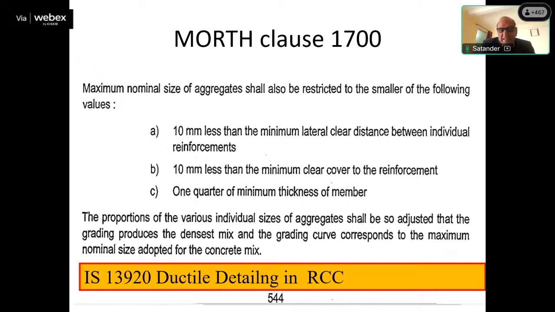10 mm less than the minimum lateral clear distance. If you are having two steel reinforcement bars, the aggregate size should be 10 mm less than the distance between the two reinforcement bars. 10 mm less than the cover. These are the three important things to select the maximum size of aggregate. It is written maximum nominal size. There is one more thing. One is nominal size, other is maximum nominal size. Suppose in the concrete road it says you can use 31.5, 26.5, this. Then maximum is out of all the three. Whatever is the maximum nominal size, you have to go for that.